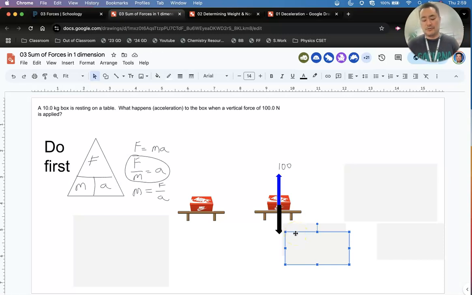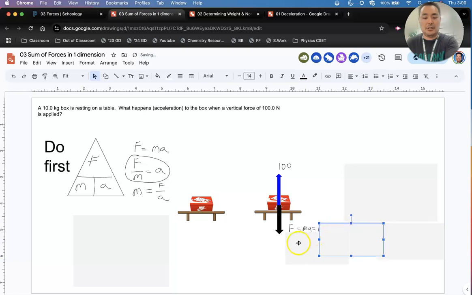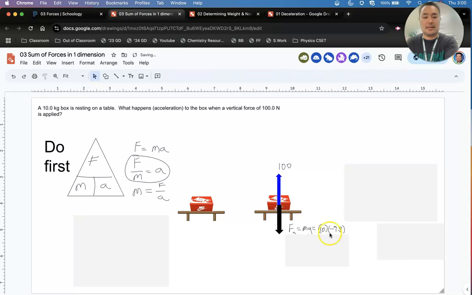We have to first find the weight of the object. So this part is a little bit of review. It's going to be F equals mg, where m is the mass and gravity is negative 9.8. Emiliano, what's negative 9.8 times 10? Negative 98. Okay, we just found that in the last problem.